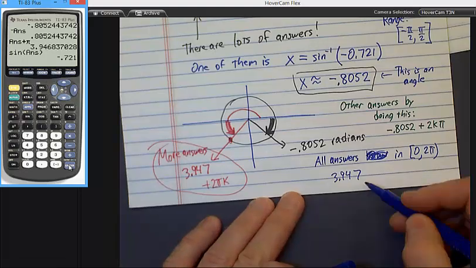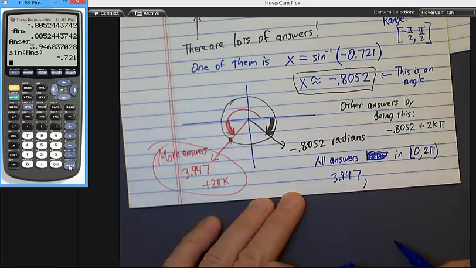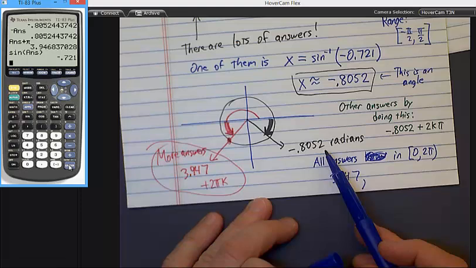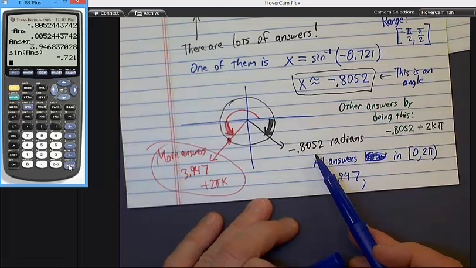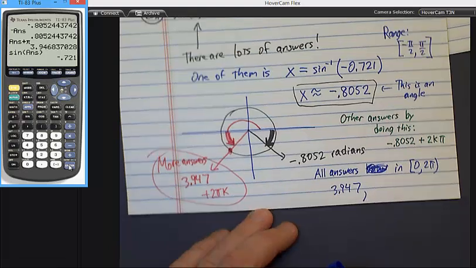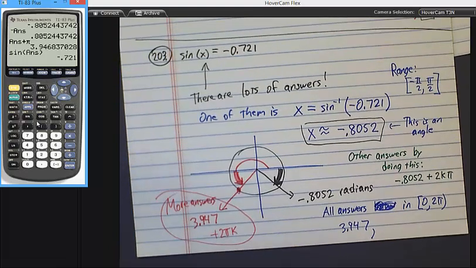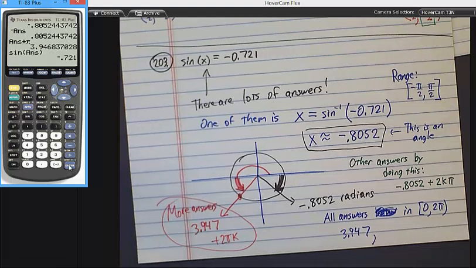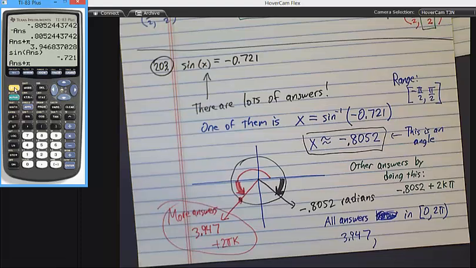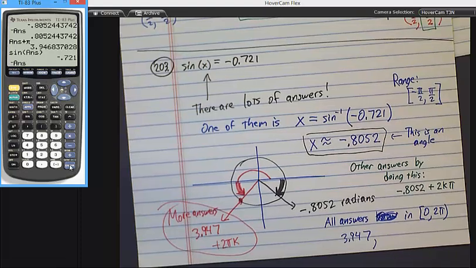Another answer, it's funny, they won't give you negative 0.8052. How come? That's not between 0 and 2 pi. So in order to get the answer that I want, you know what I have to do? I have to take that answer, negative 0.8052. Where is it? That's how I started. Inverse sine of this thing. And what do I have to do to it?